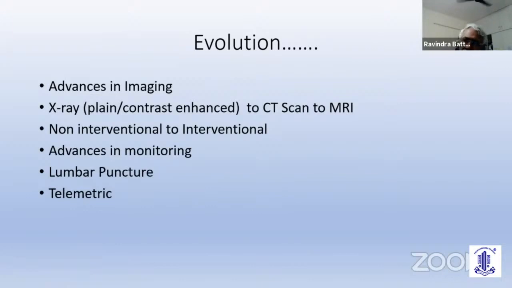Advances in imaging from x-rays to contrast x-rays to CT scans and finally to the MRI and the MRV have led to increasing knowledge about the characteristics of this disorder. Non-interventional radiology has given place to interventional radiology, allowing us to not only monitor the intracranial pressure, but also to intervene in certain cases of IIH.